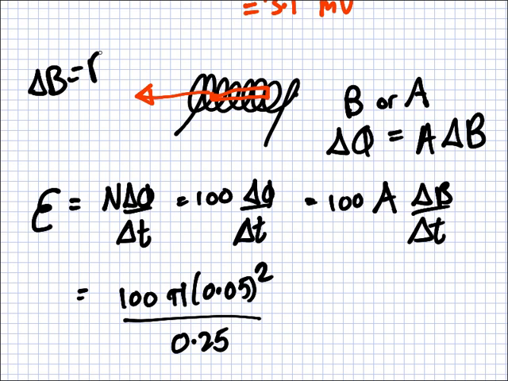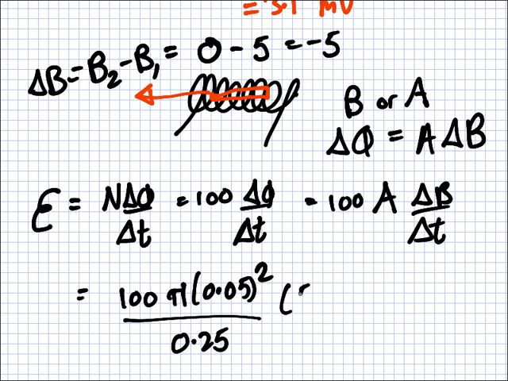Well, the delta B is the B at the end minus the B at the start. What's the B at the end? It's 0, because you remove the magnet. And what's the B at the start? It's 5. So the answer is -5. Again, I don't care about the sign, so I'm just going to put the answer in as 5, because I just need to know the voltage, don't need to know its direction. Okay, so if we calculate this, we can get the answer.